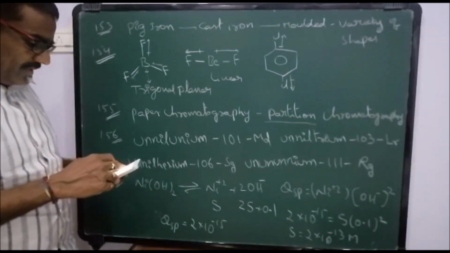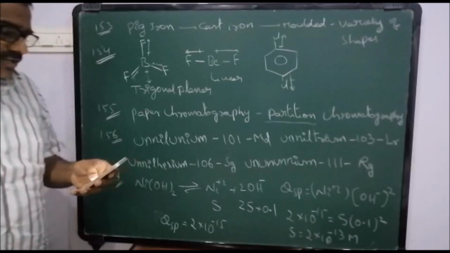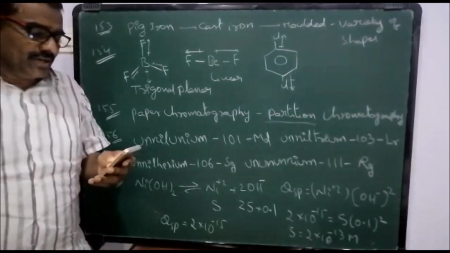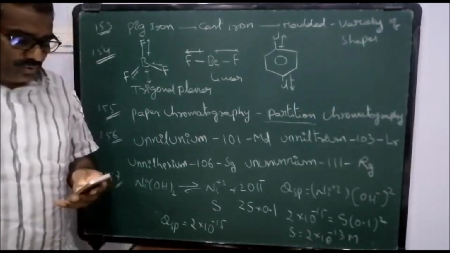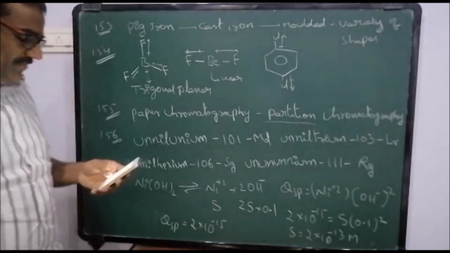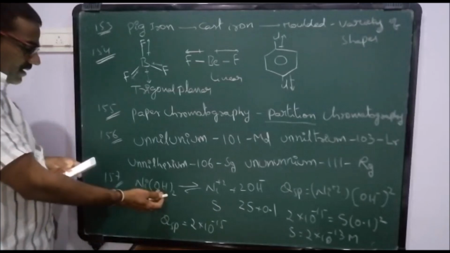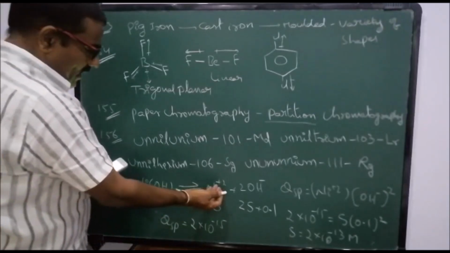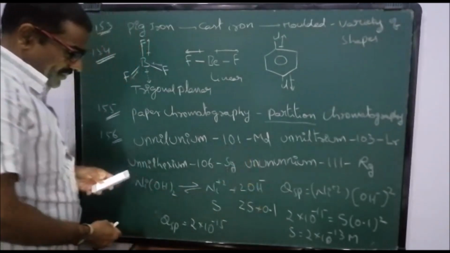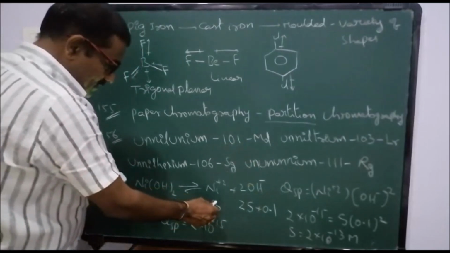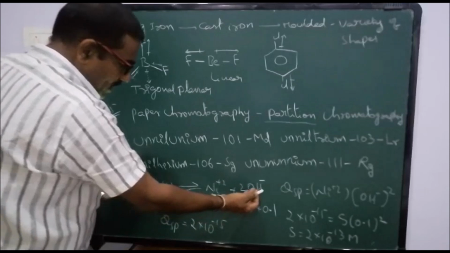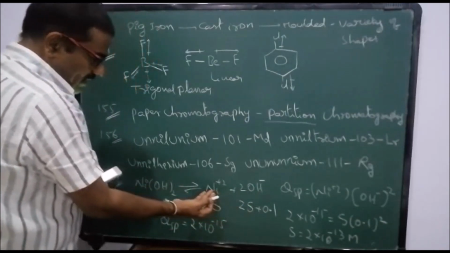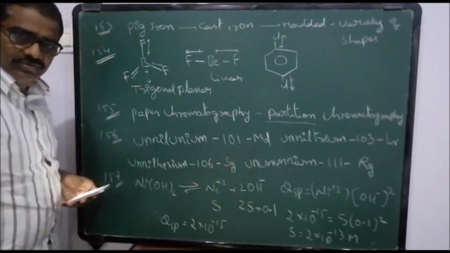Question number 157. Find out the solubility of Ni(OH)2 in 0.1 M NaOH, given that the ionic product of Ni(OH)2 is 2 into 10 power minus 15. As nickel hydroxide dissociates as Ni2+ and 2OH minus, and the solubility is supposed to be S, then for Ni2+ the solubility is taken as S, and for OH minus it is 2S, as for 1 Ni2+, 2 OH minus ions are produced.